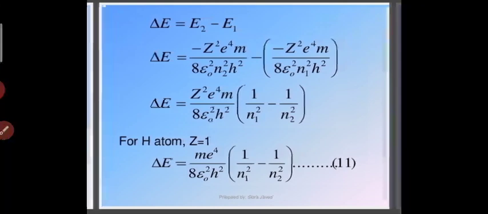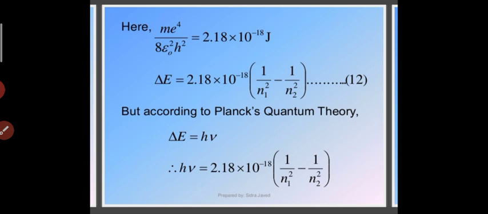So this is the difference between the two energy states. Delta E is equal to, for Z equal to 1, that is the hydrogen atom, m e to the power 4 upon 8 epsilon naught square h square, in bracket 1 upon n1 square minus 1 upon n2 square. If I calculate this, m e to the power 4 upon 8 epsilon naught square h square, it comes out to be 2.18 into 10 to the power of minus 18 joule.